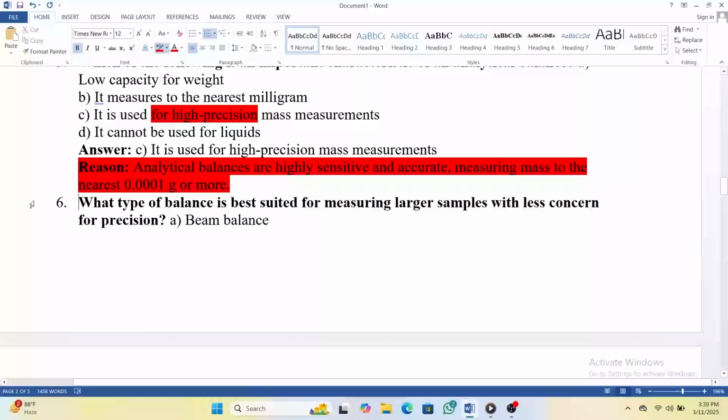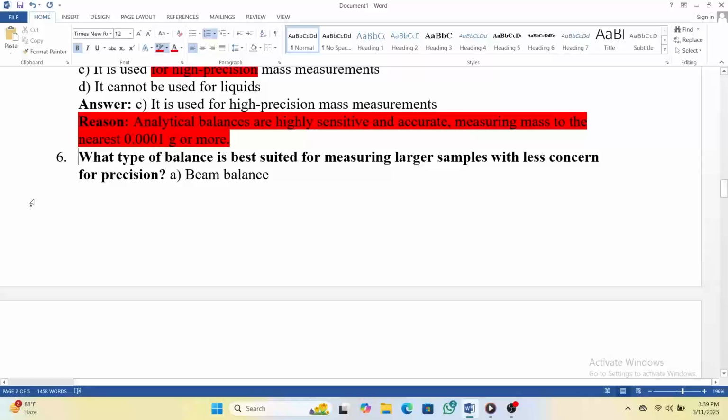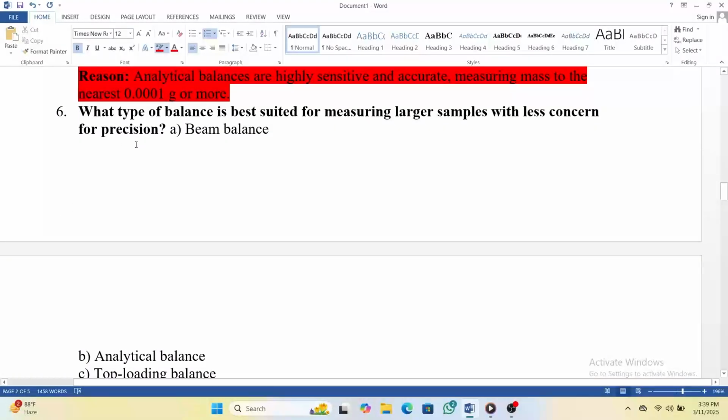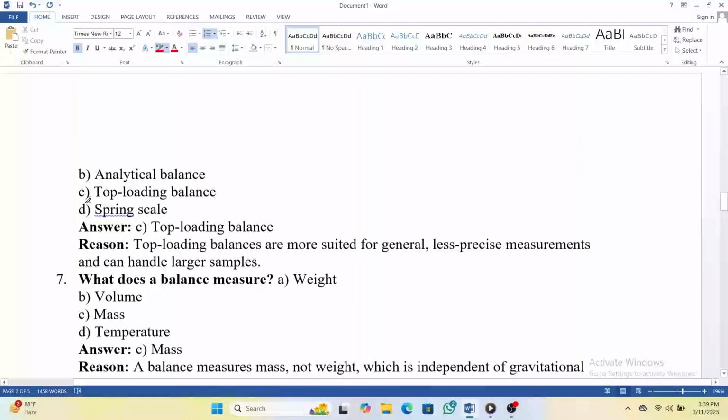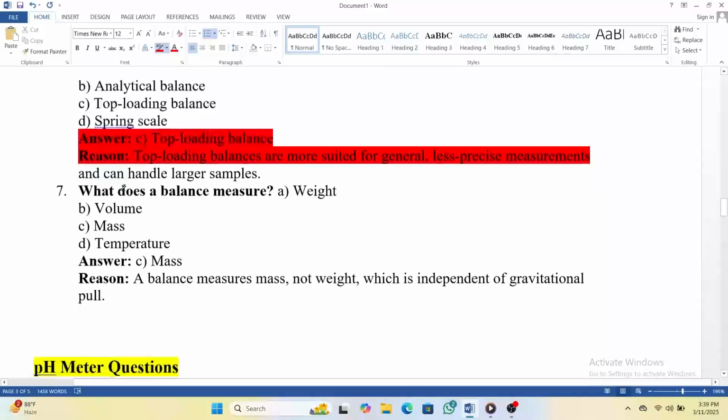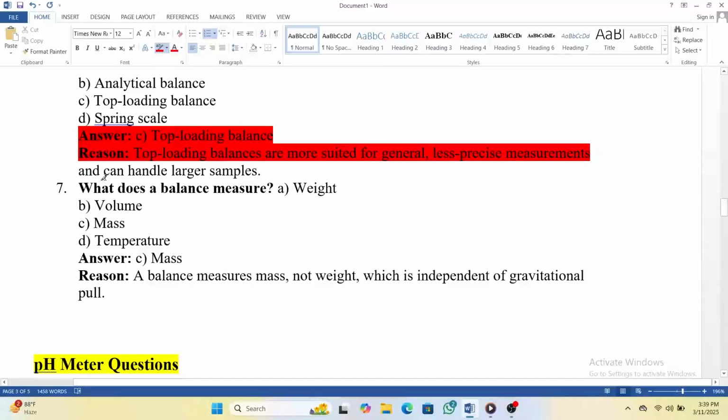6. What type of balance is best suited for measuring larger samples with less concern for precision? A. Beam balance. B. Analytical balance. C. Top-loading balance. D. Spring scale. Answer. C. Top-loading balance. Reason. Top-loading balances are more suited for general, less precise measurements and can handle larger samples.